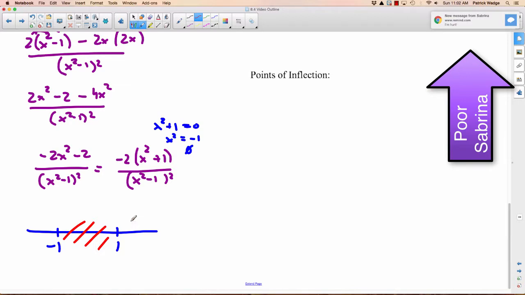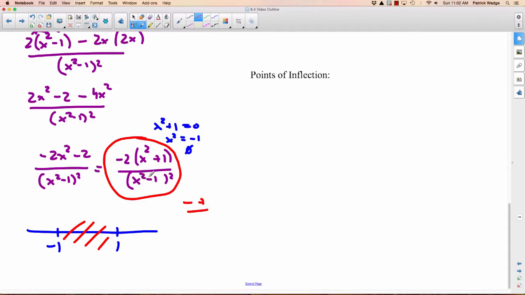And where do we try it this time? Right here. So if we put 2 again, you get 2 squared, which is 4, plus 1 is 5, so that's a positive, times this negative. So you got a negative times a positive. On the bottom, you'd have 2 squared, which is 4, minus 1 is 3. It's all squared anyway, so it's going to be positive. So you have negative, positive, positive, which means this is going to be negative, and that means it's concave down.